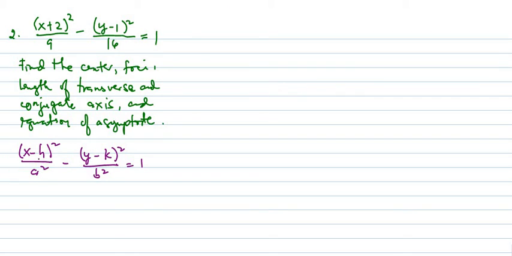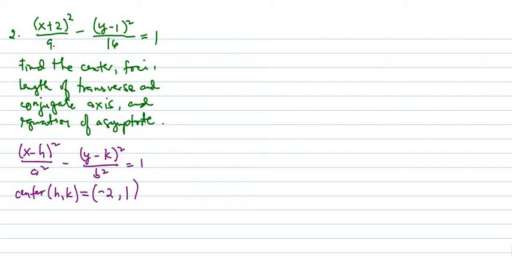Now, for this case, our center is at (h, k). So that is equivalent to x minus h, where x here is negative 2, and y minus k, where our k is positive 1. So we already located the center of the hyperbola. That is (x + 2)^2 over 9 minus (y - 1)^2 over 16 equivalent to 1. Now, after we locate the center, of course, we have to determine our a and b.